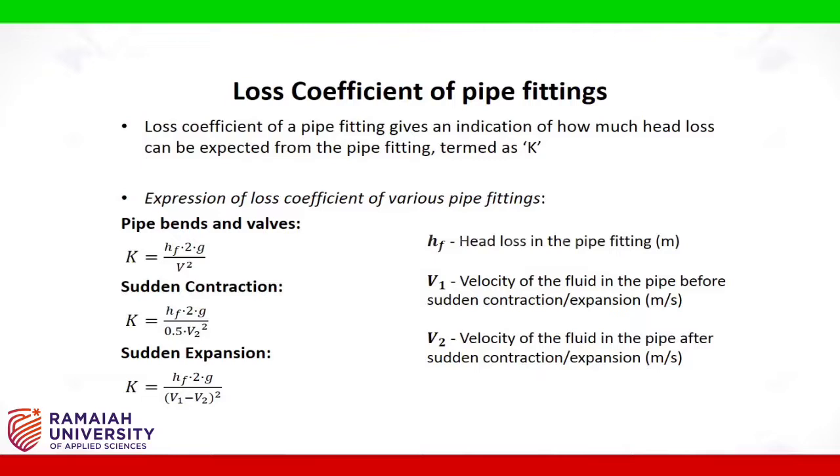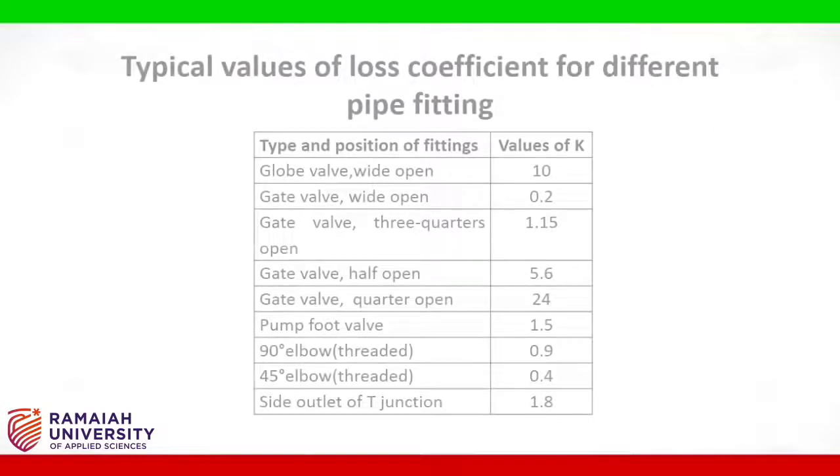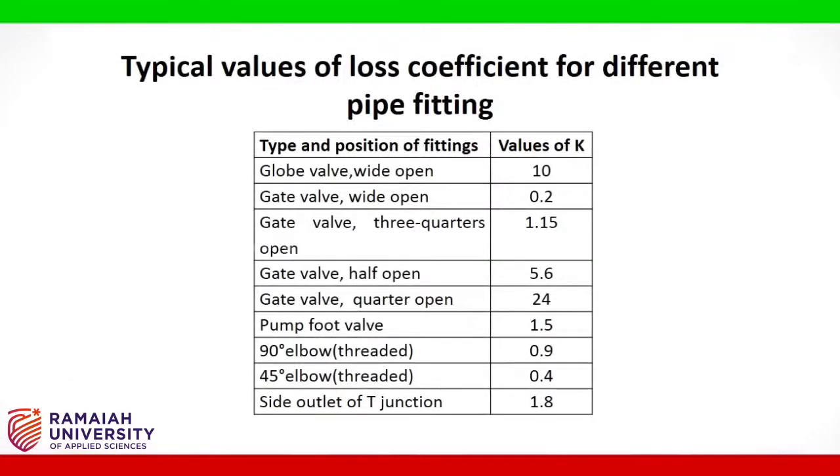HF is the head loss in the pipe fitting in meters of water. V1 is the velocity of the fluid in the pipe before sudden contraction or expansion in meters per second, and V2 is the velocity of the fluid in the pipe after sudden contraction or expansion in meters per second. Typical values of loss coefficients for various pipe fittings are given in this table for comparison.